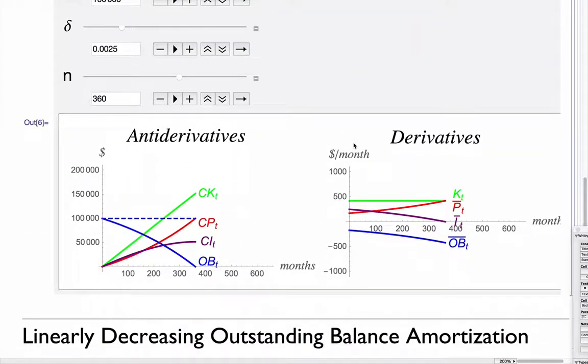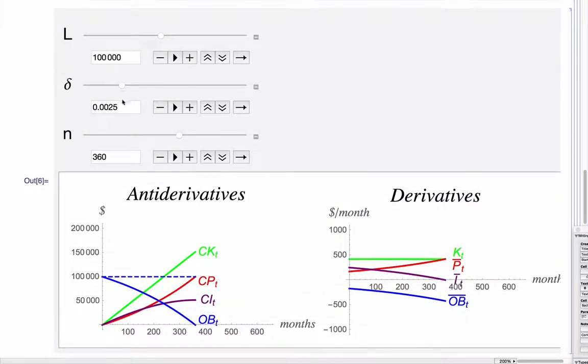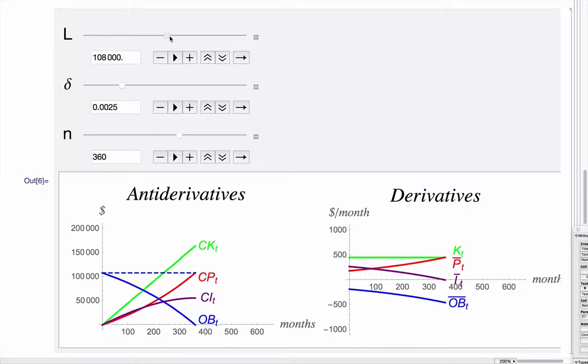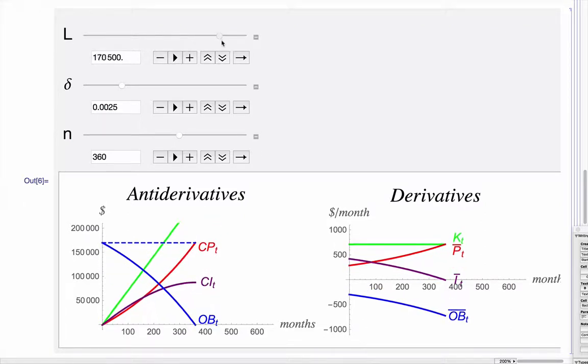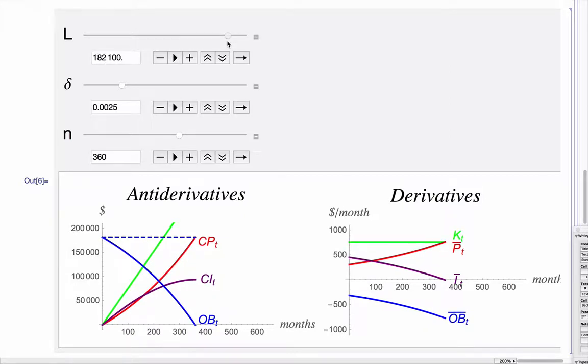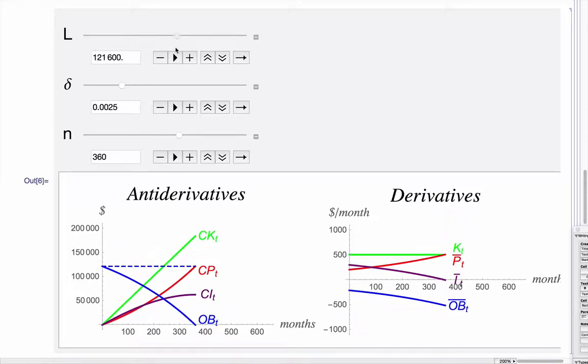All right, now let's do what my main goal here is, and to change these parameters, to change L, delta, and N. Let me first change L, because that's the simplest thing. Watch what happens as I increase the loan amount. Move the slider to the right. All these graphs go up, as they should. Your loan amount is going up. You're going to pay more overall. But the general properties still stay the same.